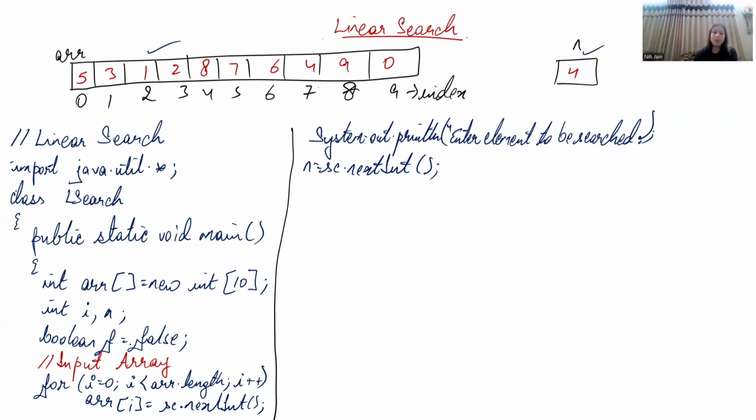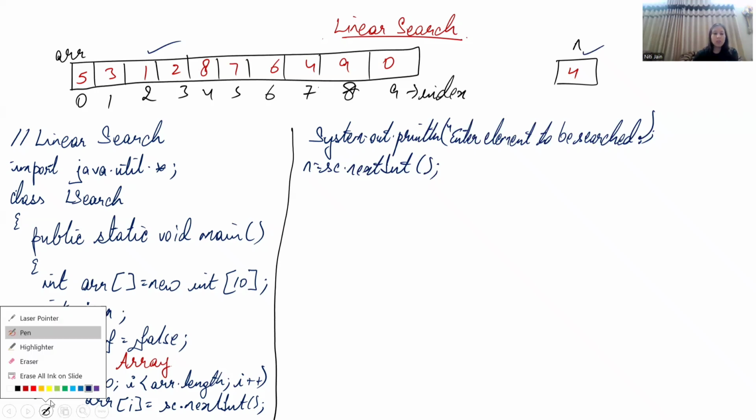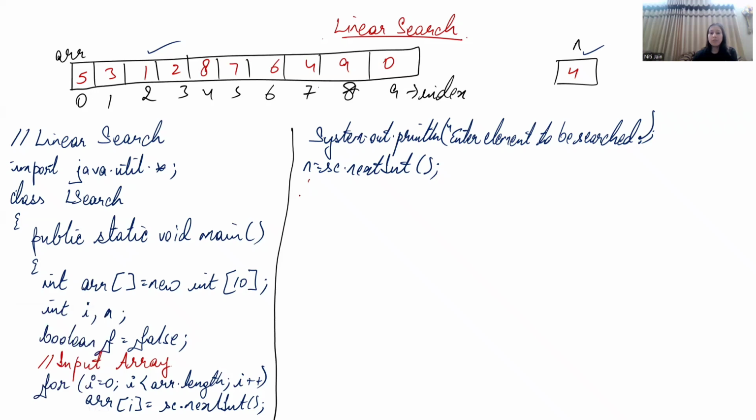Now what do I need to do? I need to start with my linear search. So let's write down the code for the same. So I'm including the comment again, linear search. All right.